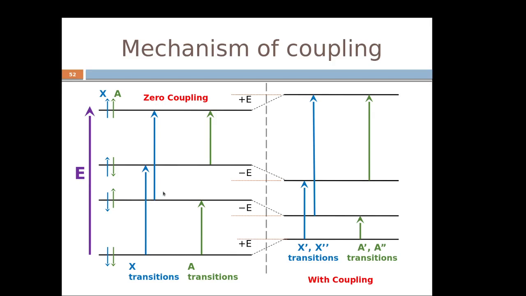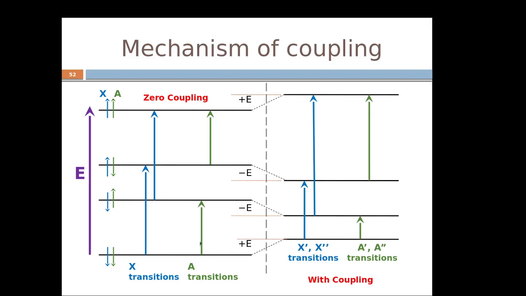That means, in other words, in the NMR spectrum on the chemical shift scale, both the X transitions would appear at the same frequency. You will see a single peak for the X nucleus in the NMR spectrum if the coupling with the A nucleus is 0.